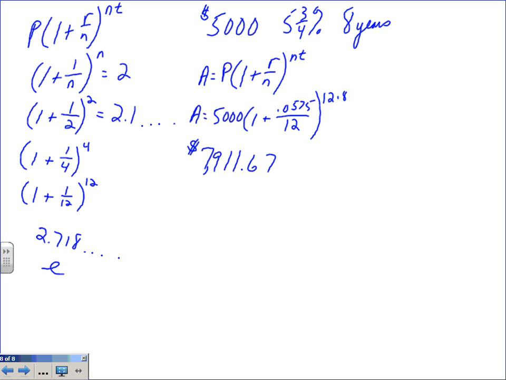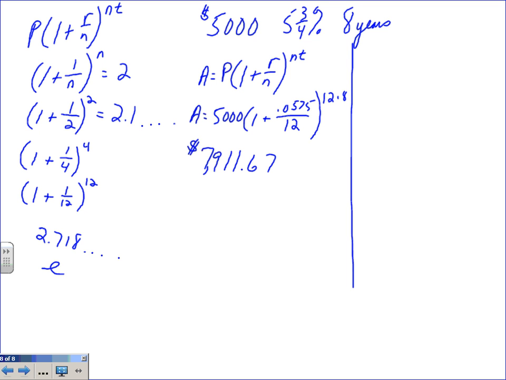Continuous compounding. Can we expect a number higher than this or lower? Higher. Okay, obviously, we're compounding continuously. If we want to compound quarterly, is this number going to be higher or lower? Lower. By not that much. And we've seen that it hasn't been that much. And we have a formula for that.